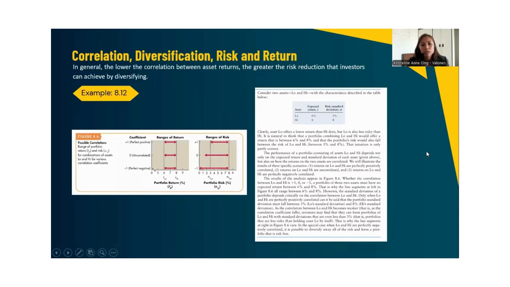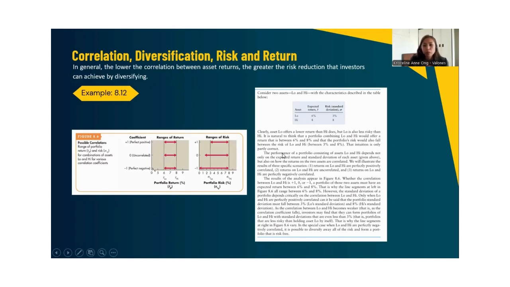Let's consider two assets, low and high. We can see here that the expected return for low is 6% and its risk is 3%. In high, the expected return is 8% and the risk is also 8%. Clearly, asset low has a lower return than high, therefore it is less risky. High is a riskier investment.